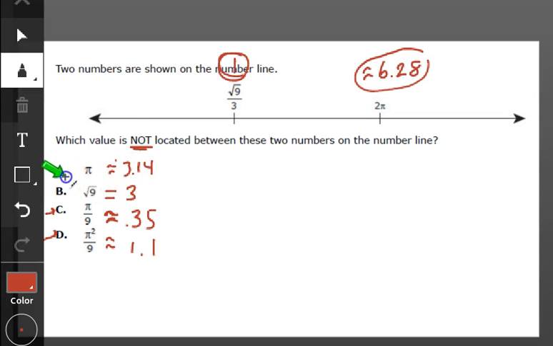Okay, so he's not on my list here. 3 is between them. I think 0.35 is not going to be, because 0.35 is somewhere outside of this window. So I'm going to pick C as my answer here, as not being between those two values.